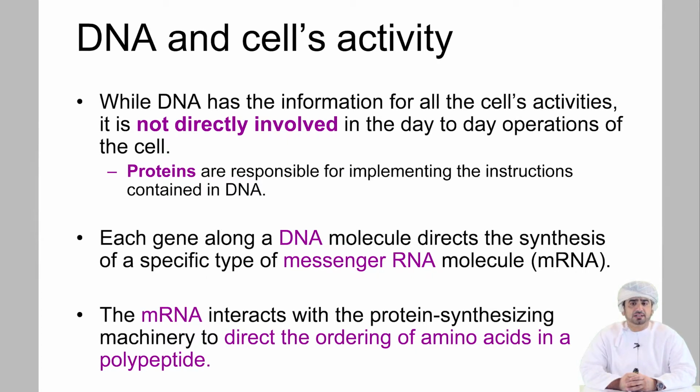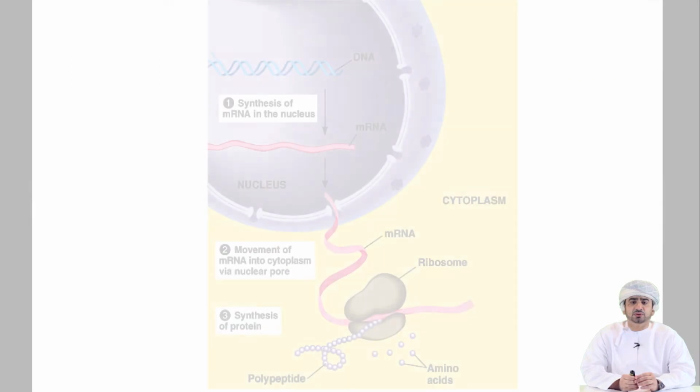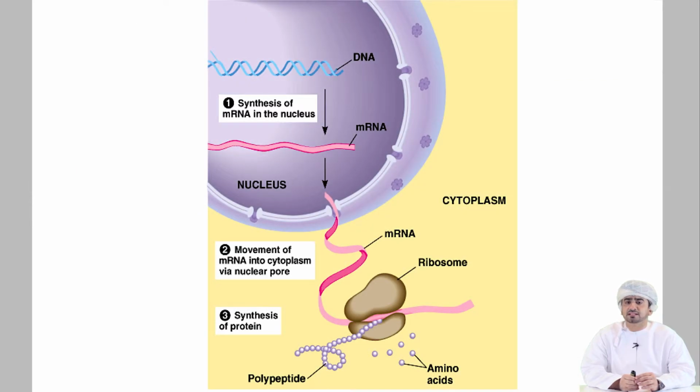Now, each gene along the DNA molecule directs synthesis of a specific type of messenger RNA. This mRNA then, in the case of eukaryotic organisms, leaves the nucleus and goes to the cytoplasm, where it interacts with the protein synthesizing machinery to order the amino acids in a particular polypeptide or a particular protein. So, the flow of genetic material in a cell is basically DNA followed by RNA or mRNA, then followed by proteins. And if you look at the figure on the right, you can see that the DNA in eukaryotic cells is located inside of the nucleus.